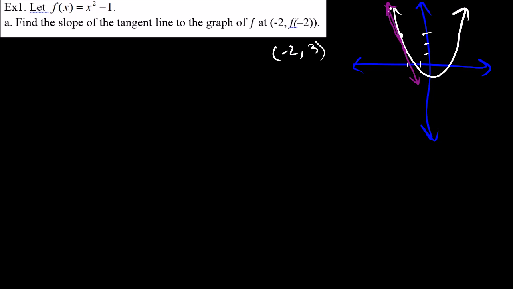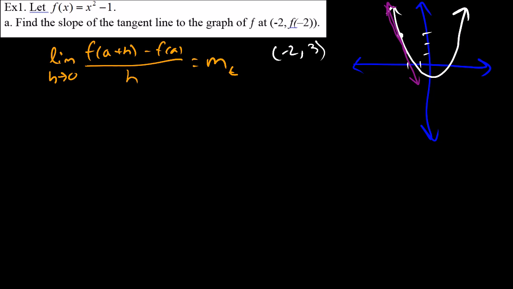Well, if we go back to our definition, it says the limit as h approaches 0 of f of a plus h minus f of a, all over h, is equal to the slope of our tangent. So the slope of our tangent is going to be that. Every single time you see slope of the tangent, you think of this. That's just what it is.